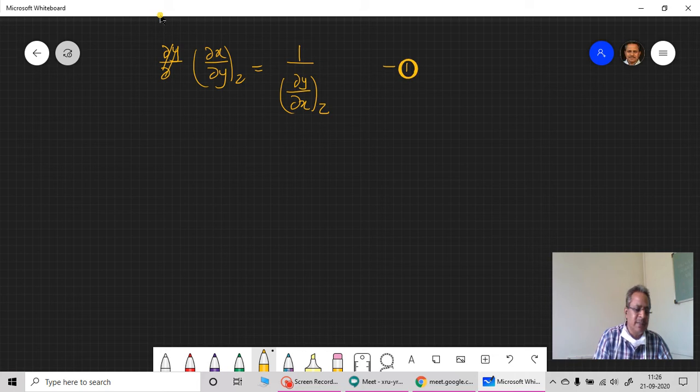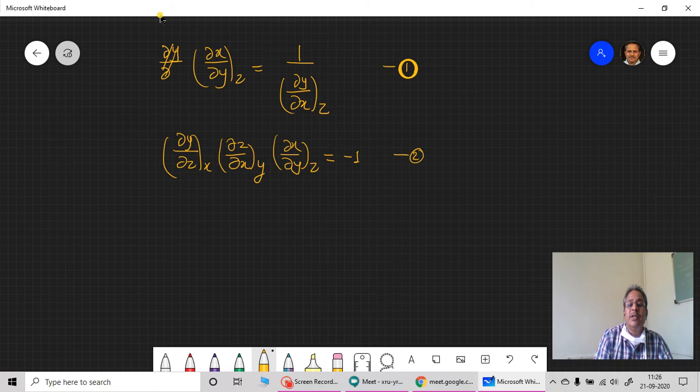Okay, and similarly we have derived the second theorem, that is the cyclic relation. So it is the partial derivative of y with respect to z at constant x, multiplied by the partial derivative of z with respect to x at constant y, multiplied by the partial derivative of x with respect to y at constant z, is equal to -1. Okay, that was our theorem number 2.